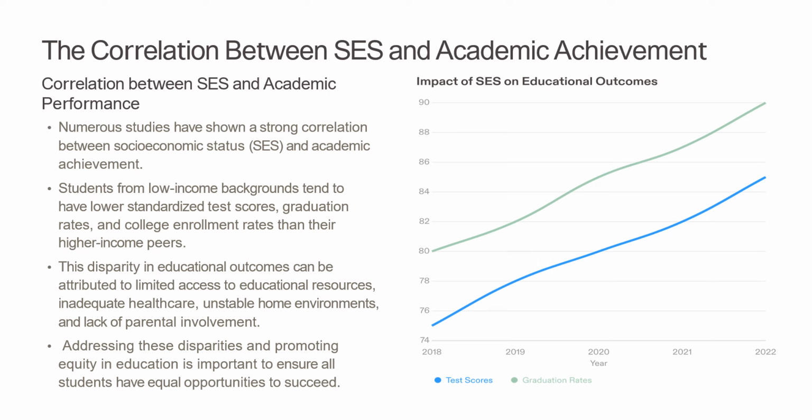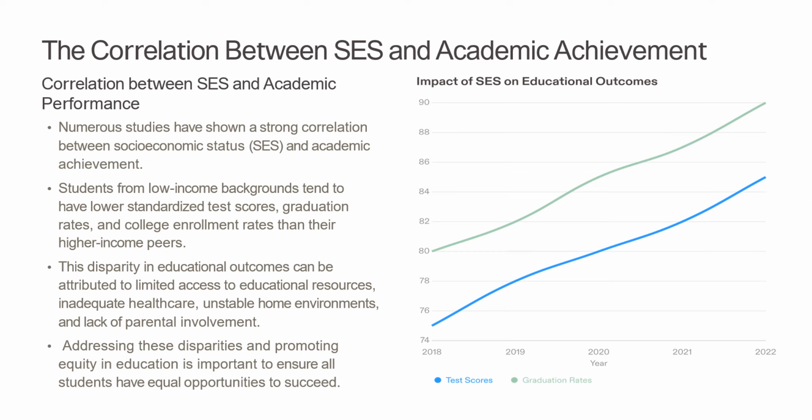Lack of parental involvement. Parents from low income backgrounds may face barriers to involvement in their children's education, such as long work hours, limited English proficiency, or lack of education. Without parental support and guidance, students may lack the academic and emotional support they need to succeed in school.